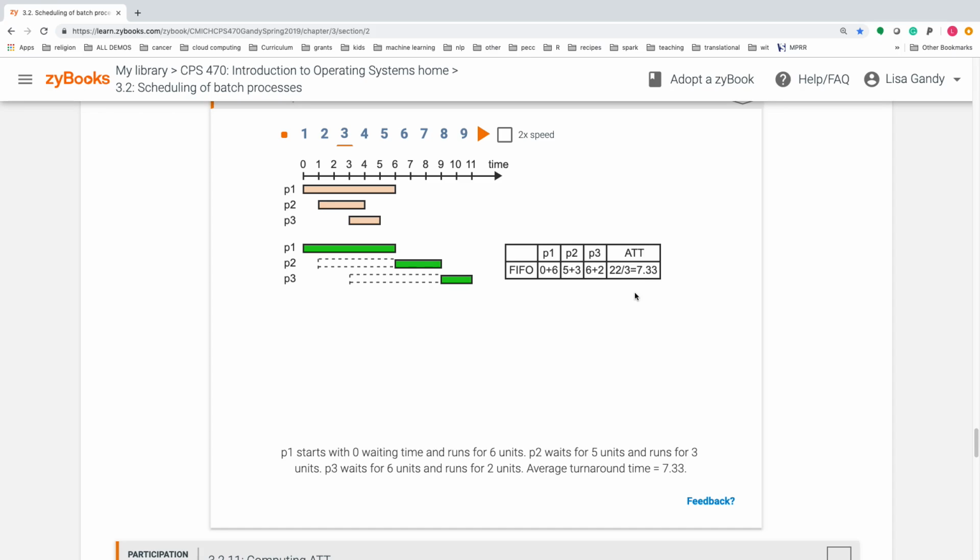And what we're going to do is figure out the turnaround time. So it's basically when you arrived and when you ended. So process 1 got there at 0 and ended at 6. Process 2 got there at 1 and then it stopped at 9. It's not the time in the CPU, it's the time it arrived, and then the time it left. So that's 8, right? 9 minus 1 is 8.